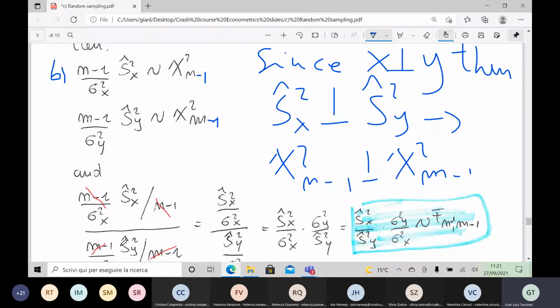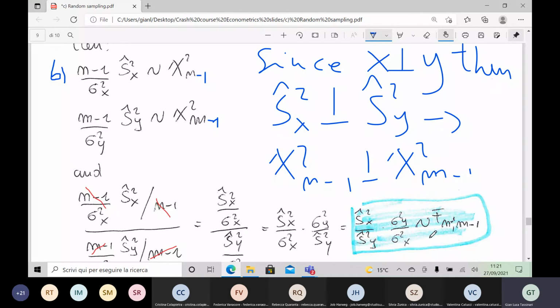So what I'm saying, guys, is that if you exchange the numerator with the denominator, you get S squared y over S squared x times sigma squared x over sigma squared y, and in this case you would get an F of Fisher with m minus 1 and n minus 1 degrees of freedom. So this result, as we will see, will be very important in inferential statistics.